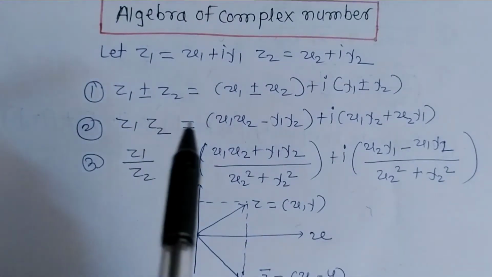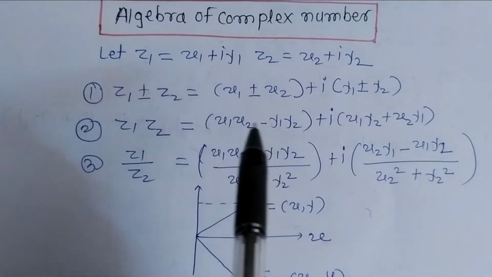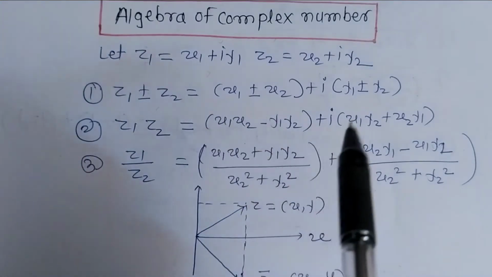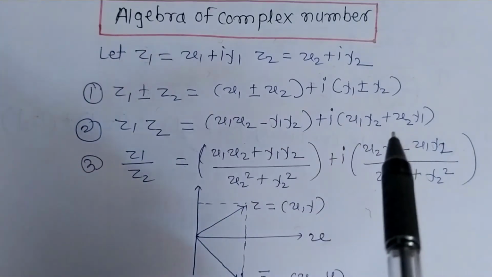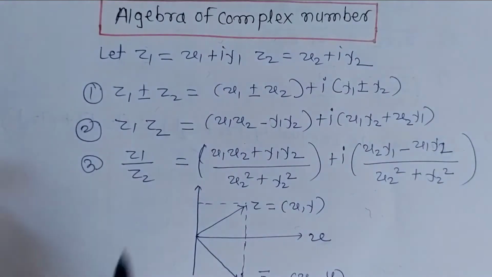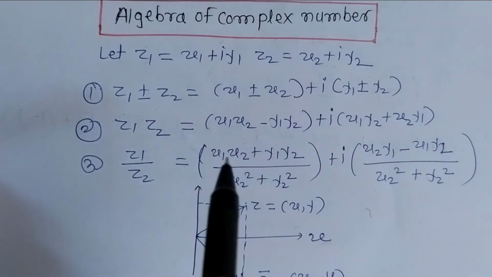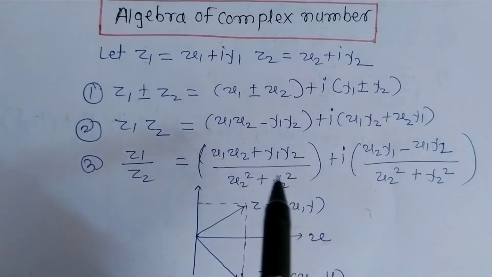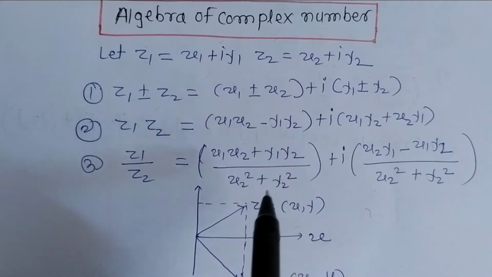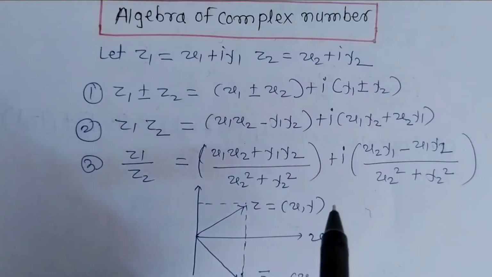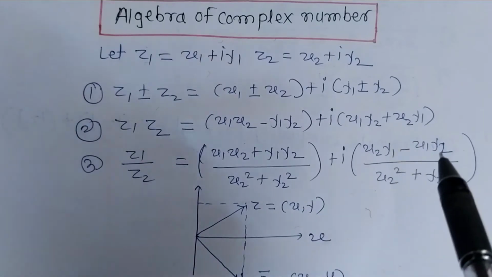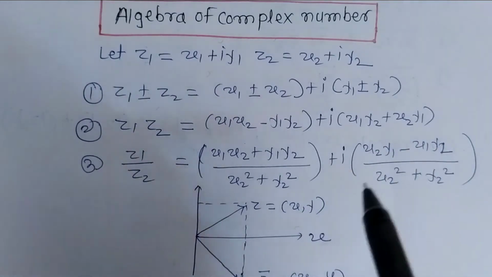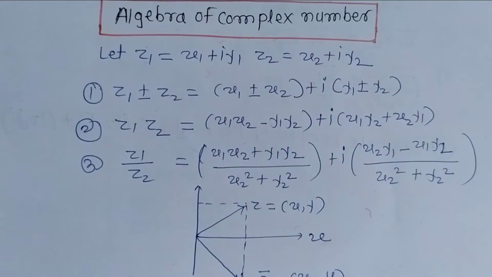When z1 into z2 is equal to (x1 x2 minus y1 y2) plus i into (x1 y2 plus x2 y1). And z1 upon z2 is equal to (x1 x2 plus y1 y2) upon (x2 square plus y2 square) plus i into (x2 y1 minus x1 y2) upon (x2 square plus y2 square).